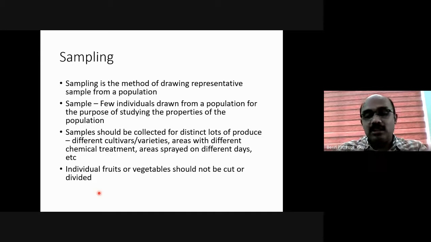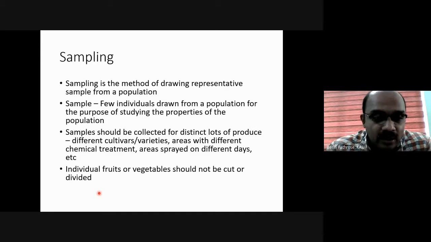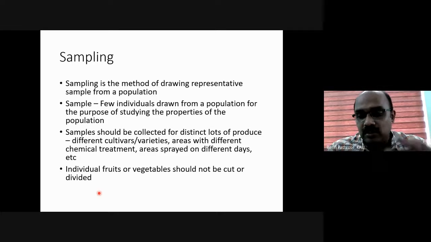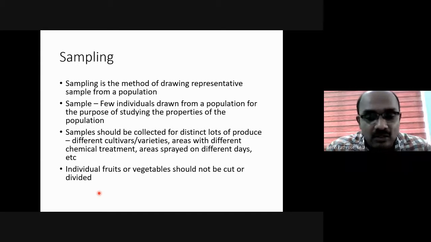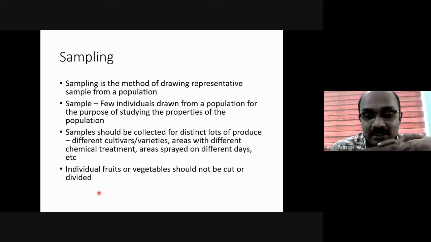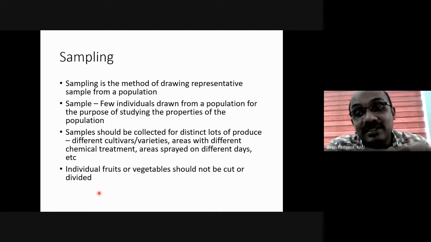Say a farmer is growing brinjal. He grows different varieties of brinjal: one yellow, one violet, one green, and one white. Then all the varieties should be sampled separately.